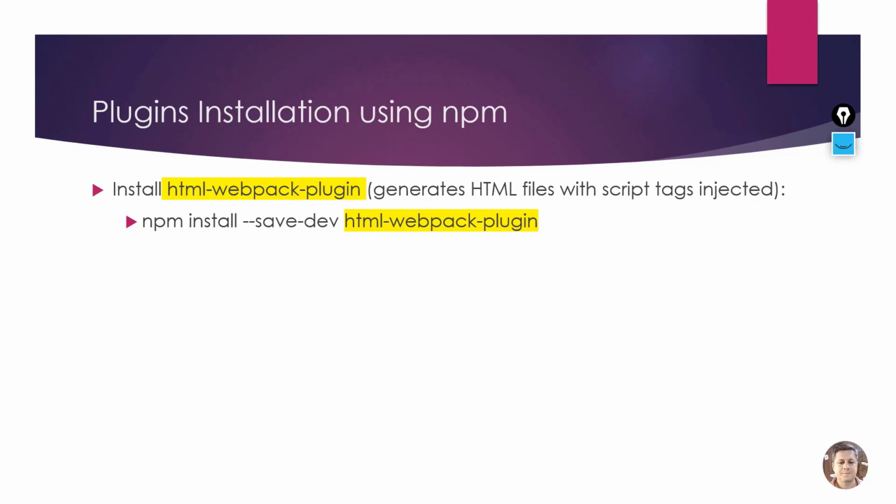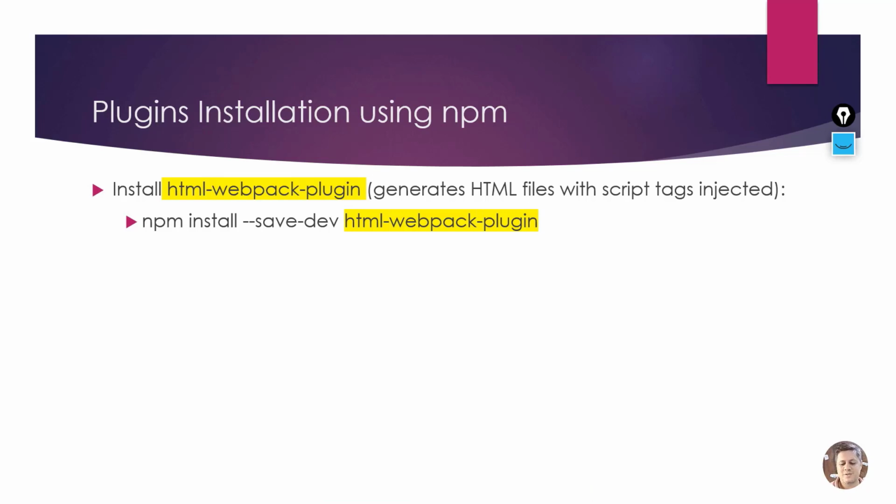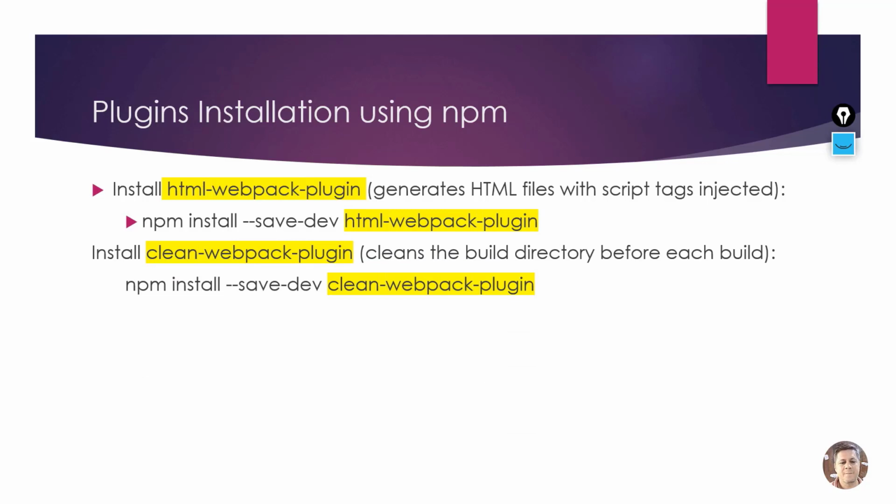For the HTML Webpack plugin, you can use the command npm install --save-dev html-webpack-plugin. Why --save-dev? Because in production it has no use. You are not going to execute this command there. You will be getting the output bundle, right? That's why --save-dev is important here.